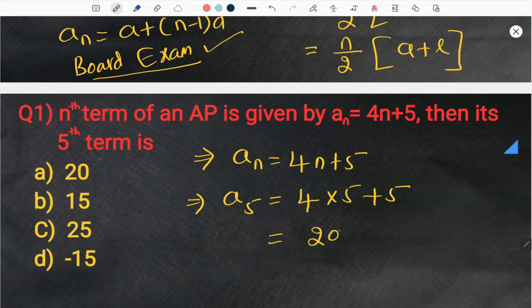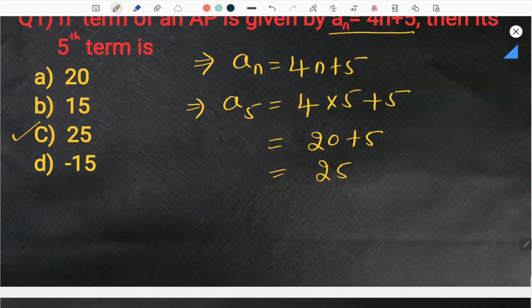So it becomes 20 plus 5. 20 plus 5 is 25. So here is the answer. This is the correct answer. 1 mark. Come on, it's a very simple question. Immediately you can do this. These kinds of questions are very common in the 10th standard board exam. Definitely you will get 1 mark out of this.